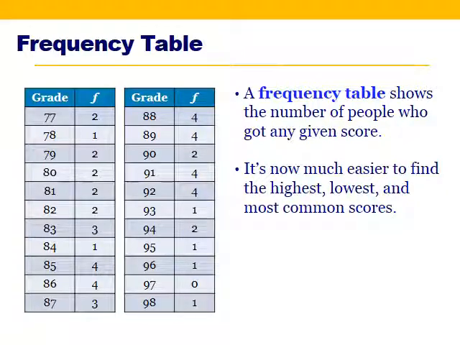We don't need to include rows for scores that didn't actually happen, right? So there'd be no point in putting rows for 76, 75, 74, and so on, because no one got scores that were that low. This also allows us to find the most common scores. So 4 people got 85s, 4 people got 86s, 4 people got 88s, 4 people got 89s, 4 people got 91s, and 4 people got 92s.